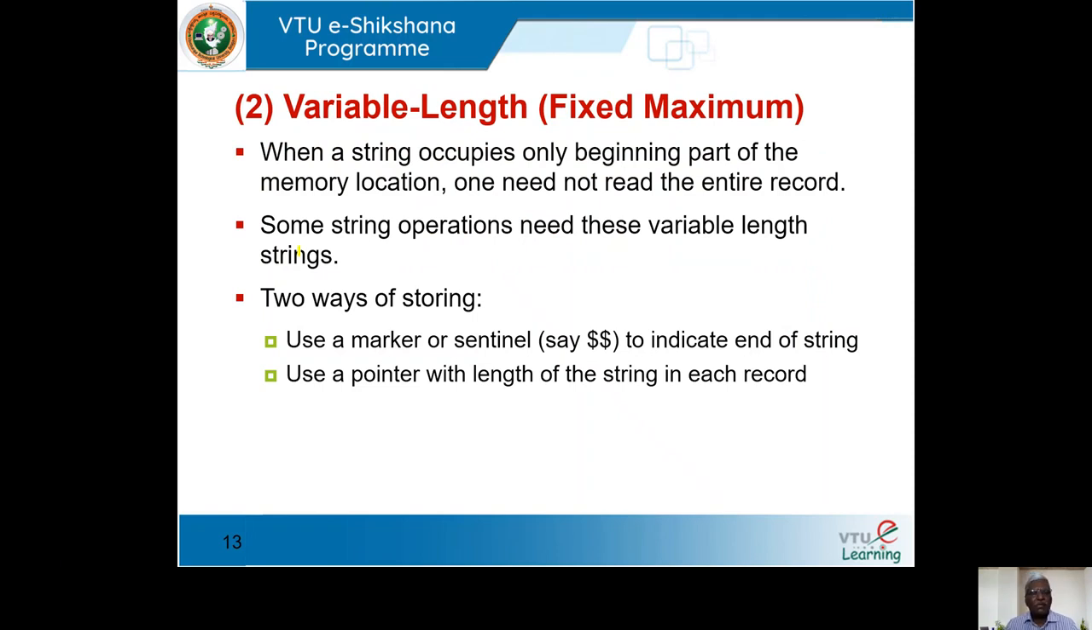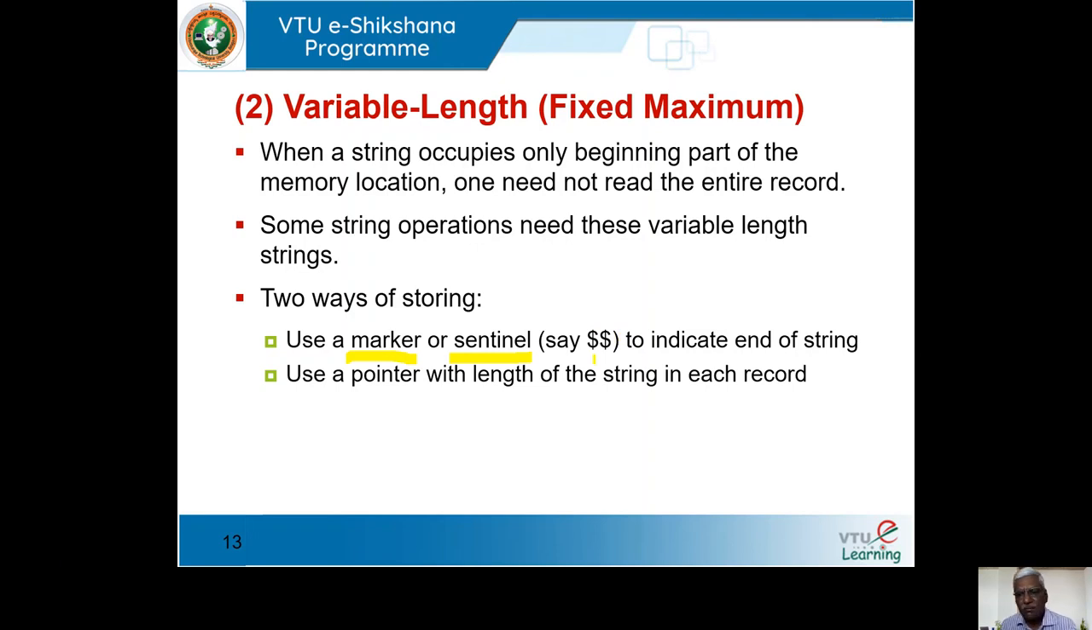Coming to variable length now. When a string occupies only the beginning part of the memory location, we need not read the entire record, because we can designate the end of the actual string or record by using what is known as a marker. This marker is also called a sentinel, the normal word being used. It is also called a delimiter. That means between one record and the other, one string and the other, we can use this special character, marker, or sentinel.